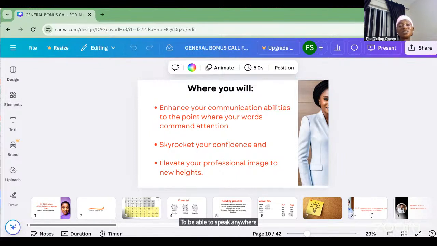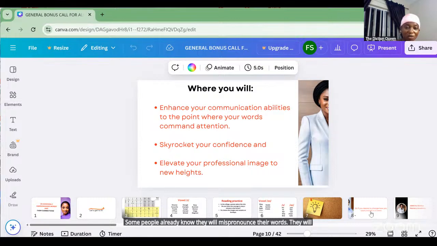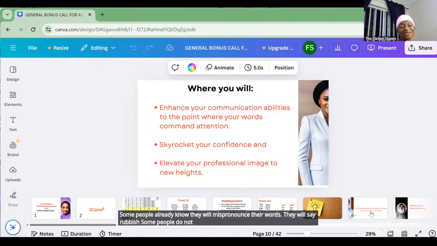There are a lot of reasons why people do not have confidence. Some people feel like people will judge how they pronounce their words. Some people already know they will mispronounce their words. They will say rubbish. Some people do not even know what to say. And these are what we are working on in the 6-week Diction Master Academy.